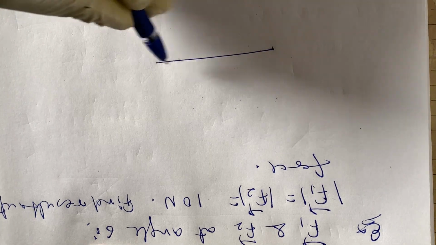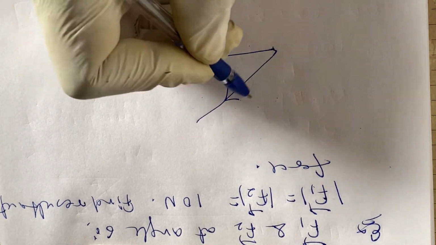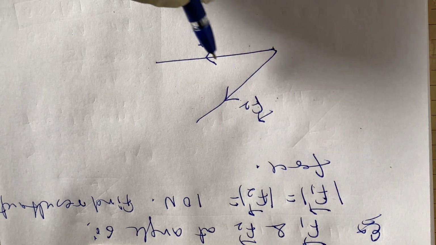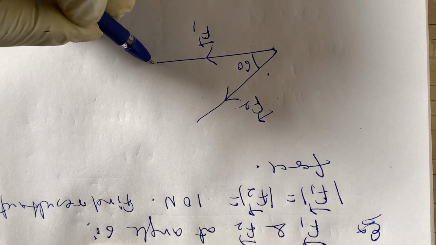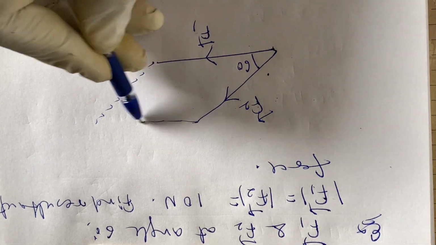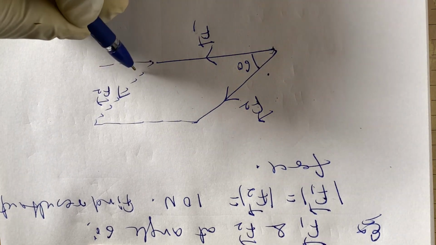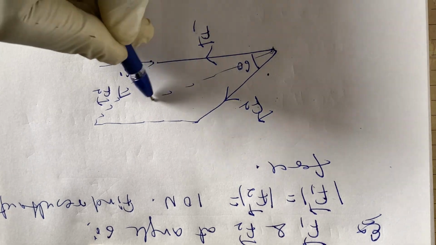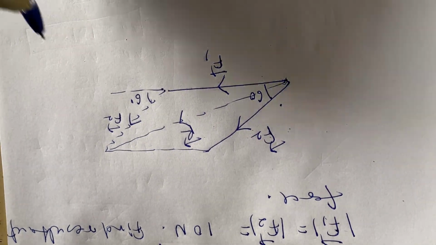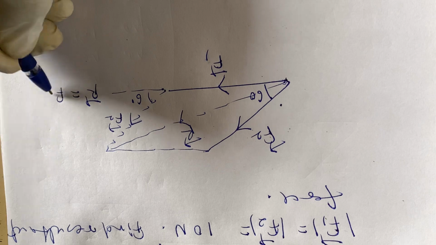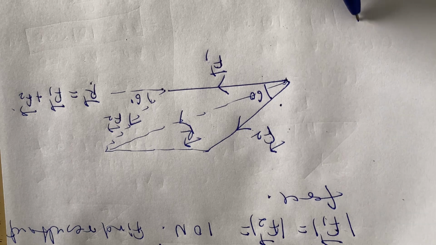Let me say this is vector F1, this is vector F2. No problem, you can take F2 to be here, F1 could be here, so there's no issue. So this angle is 60 degree. Let's make the parallelogram. This will be the parallelogram, so this is the F2 vector. This angle will be 60 degree, and that will be the resultant R. Of course, here the resultant R will be F1 vector plus F2 vector. Now we want the magnitude of the resultant vector.